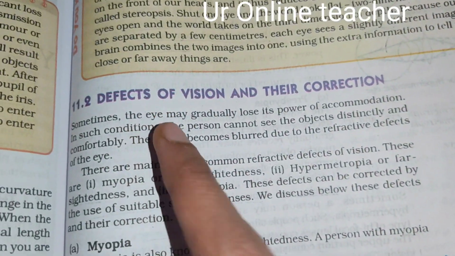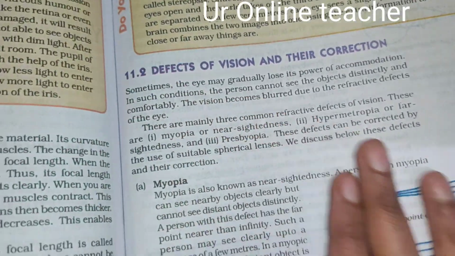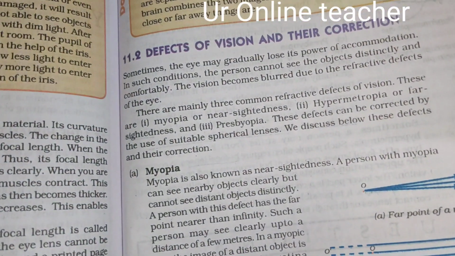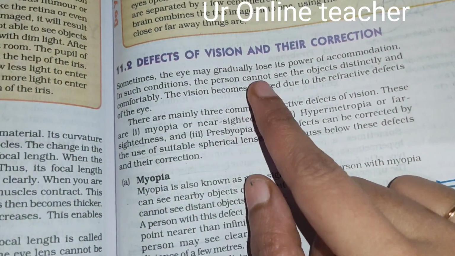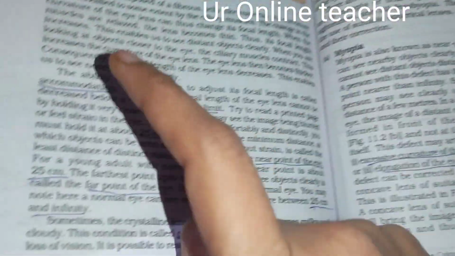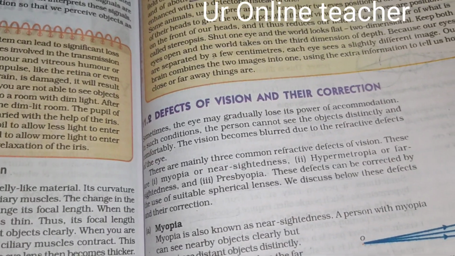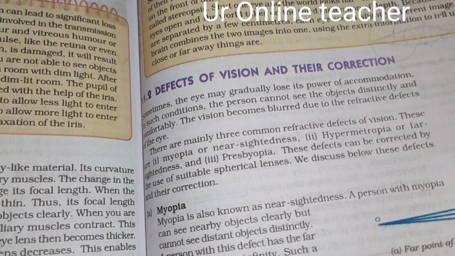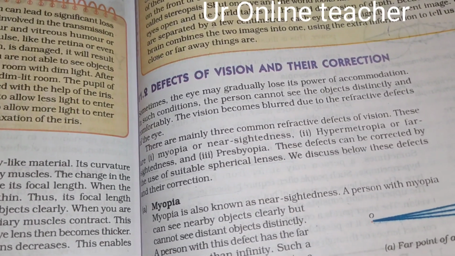Next, defects of vision and their correction. So there will be defects of vision. Sometimes we can say I am short-sighted or long-sighted. What is all this? The eye may gradually lose its power of accommodation. Sometimes the eye loses this power, and the person cannot see distant objects comfortably, or he cannot see very near, and he has blurred vision.